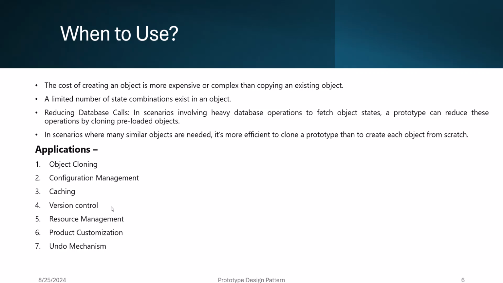So when you need to keep track of different versions of an object and switch between them easily, that time you can use the prototype design pattern. One example in a software development environment is that different versions of configuration or settings objects can be managed using prototypes, right?